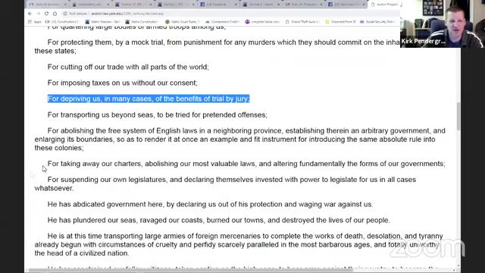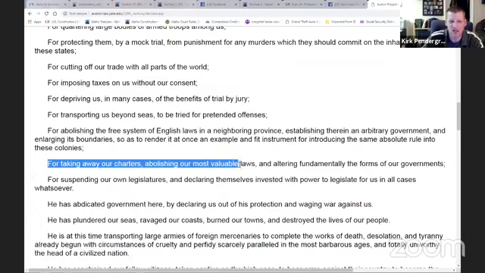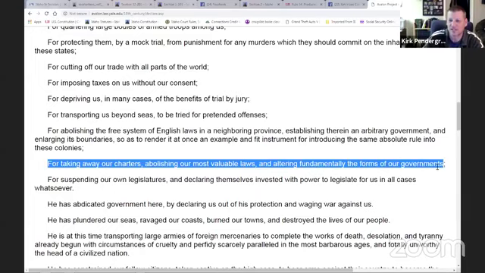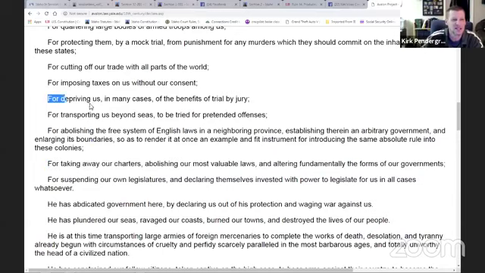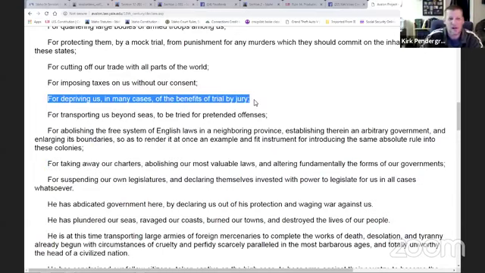How about for taking away our charters, abolishing our most valuable laws, and altering fundamentally the forms of our government? That's exactly what they're doing. Where are the common law courts dealing with our common law rights? We're being subjected to a jurisdiction that's foreign to our form of government. It's called bills of attainder. That's what this is all about right here. That's part of it. Same thing with this here.